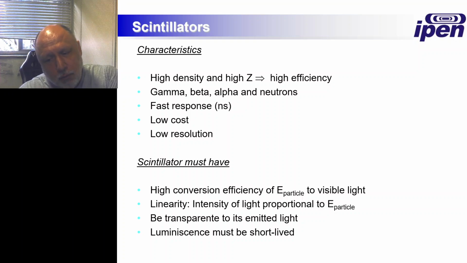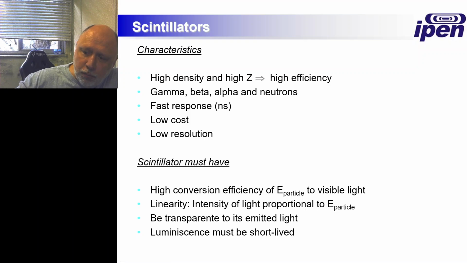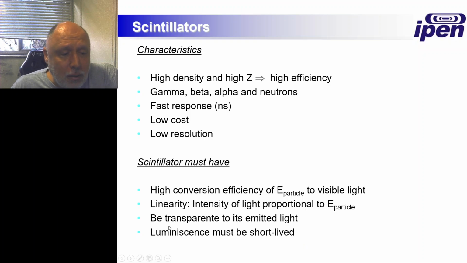The emission you gave will be absorbed by the next one. So that's something you must be careful about. And luminescence must be short-lived. Now there's a catch here, because we want, of course, the luminescence, meaning the process of emission of light, to be very fast, right? So that we have the fast response they are known for, and so that we have instant response. But there are cases in which we want the exact opposite of that.